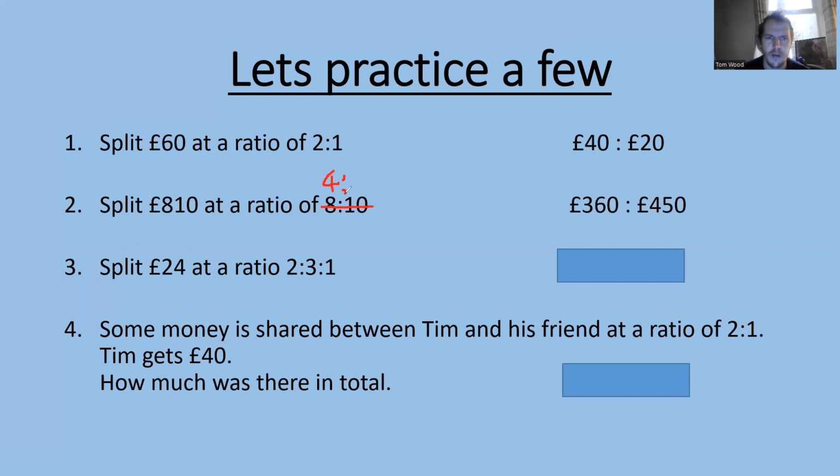So if this is actually a ratio of 4 to 5, it just makes my sums a little bit easier. I can then do 810 divided by 9, and from that 9, I can then multiply by 4 and multiply by 5. I'll get the same answer because I'm splitting it into less pieces. So each of them is doubly as big, but I'm giving out half as many. So the total amount is still the exact same.